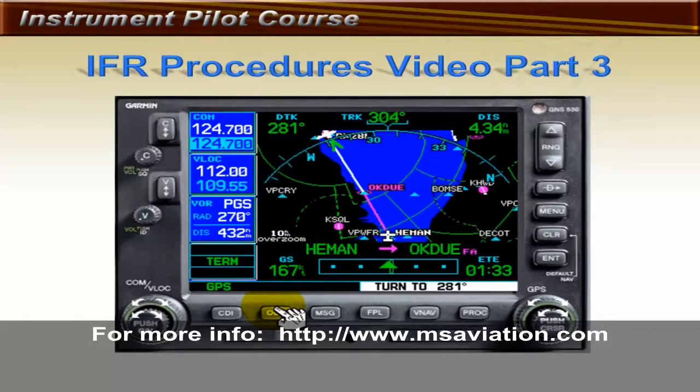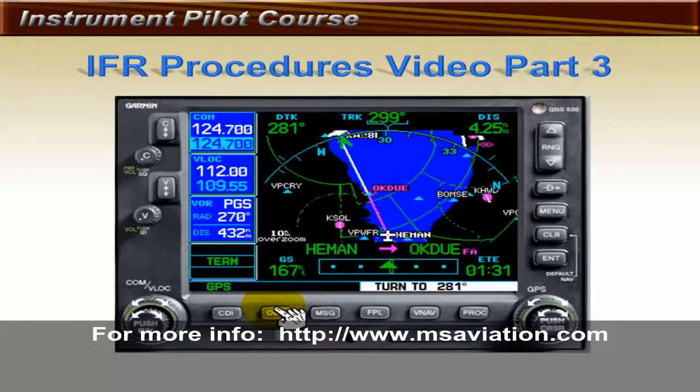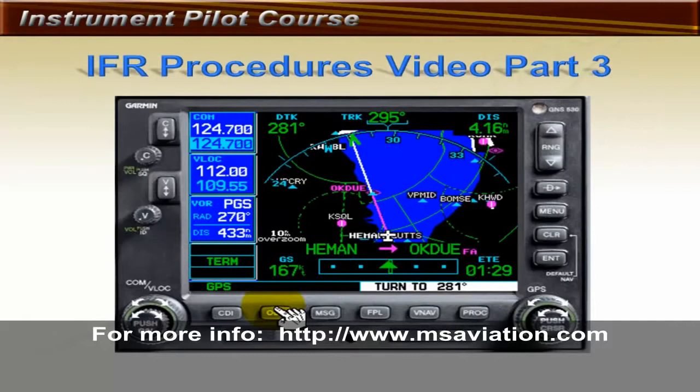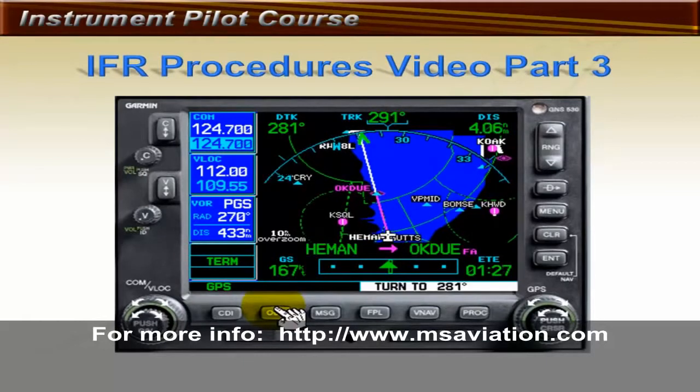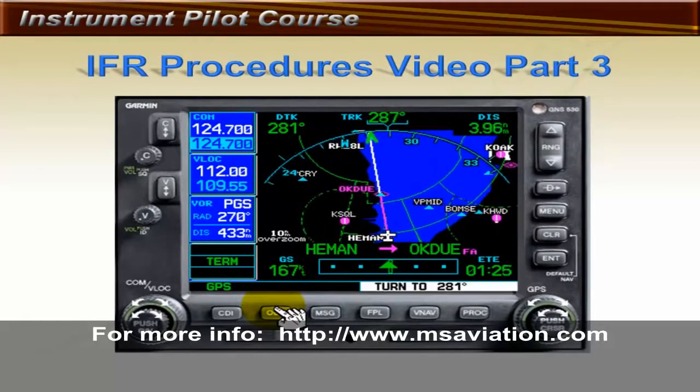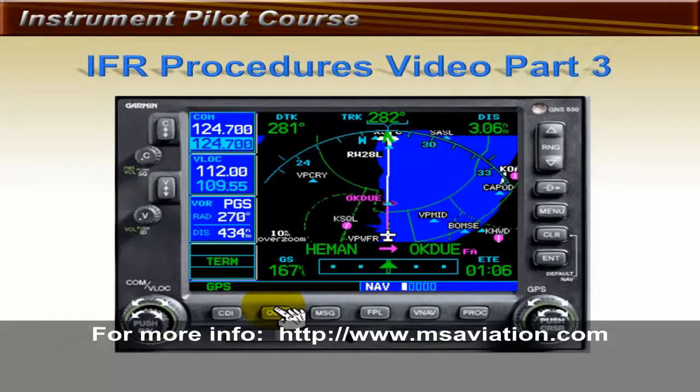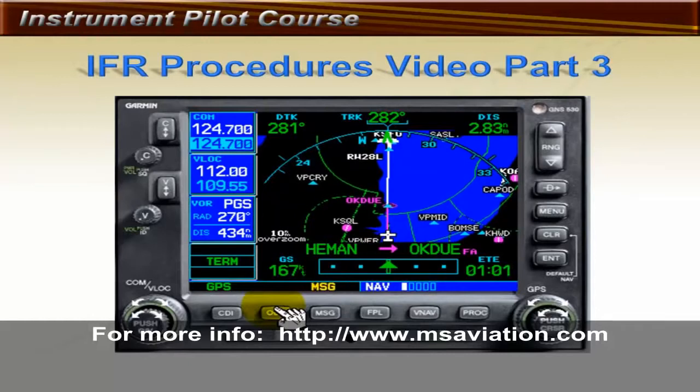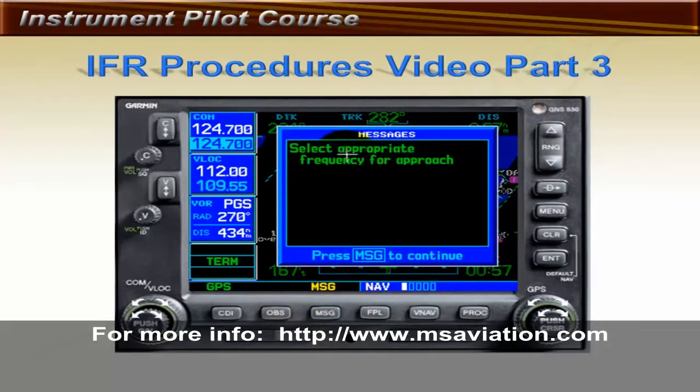Okay, now we're turning from Heman to Oktu. That line is pink, which means that's the active leg, and it's 1 minute and 27 seconds in front of us. At this point, it's very important for us to remember that we're not flying a GPS approach, we're flying an ILS approach. And notice we get a warning here which says select the appropriate frequency for the approach. And that would be 109.55.